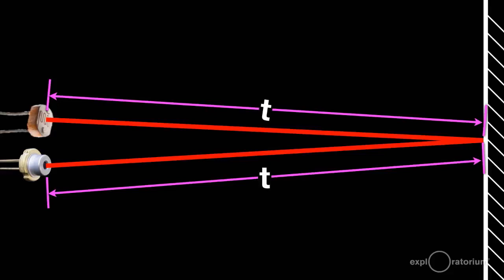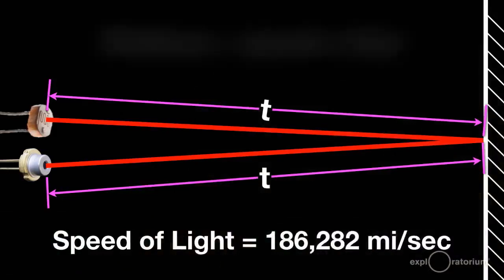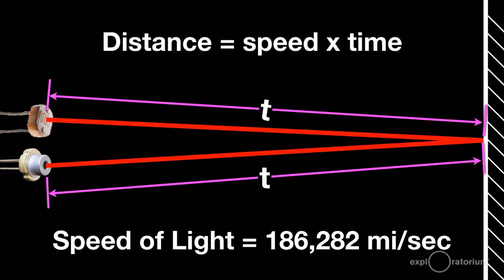Now, if we know that time, the time it takes to go out and back, and we know the speed of light, which we do know, it's 186,000 miles per second, we can easily determine the distance to the wall or to the moon. You just take the speed of light and multiply it times the time. Now, in the case of measuring the distance to the wall or the moon, you'll notice that our laser pulse went to the moon or to the wall and back again, so it went twice the distance.